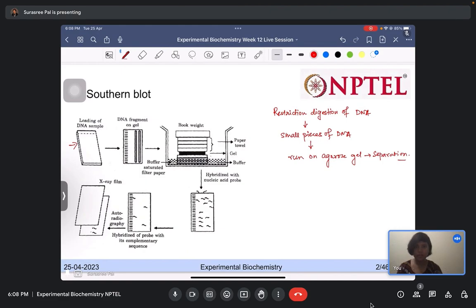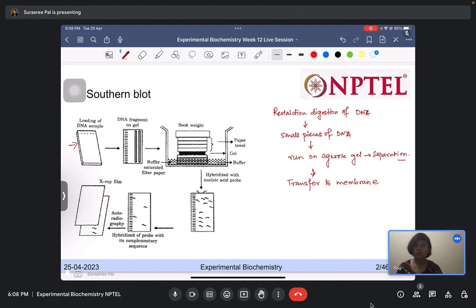Now the next thing will be to transfer these DNA fragments to a membrane. So the next step is transfer onto membrane. Now why is it necessary? The DNA fragments that we are running on the gel could have been directly detected by the probe DNA, which we are going to discuss later on.